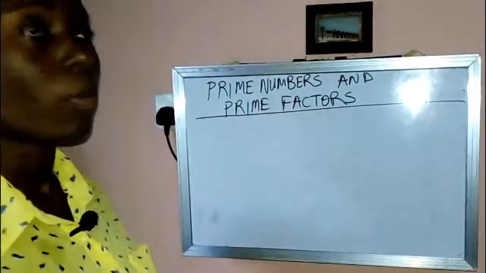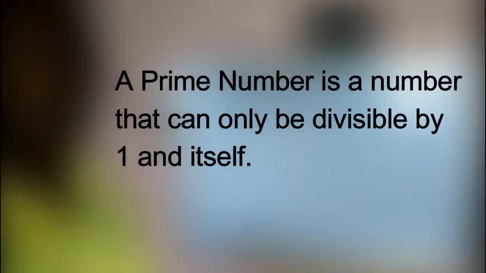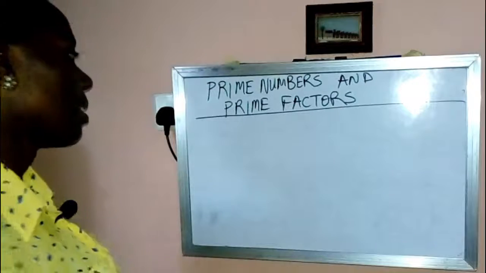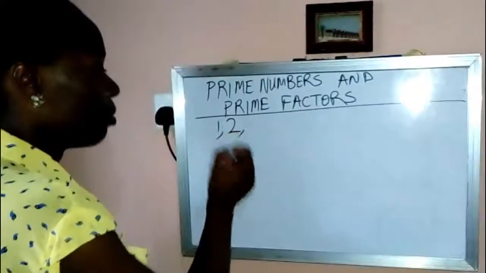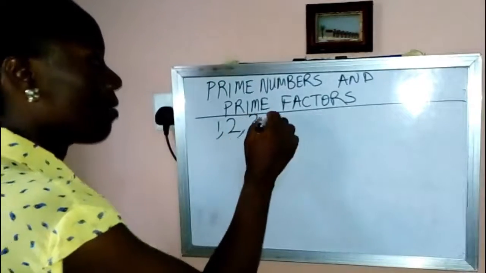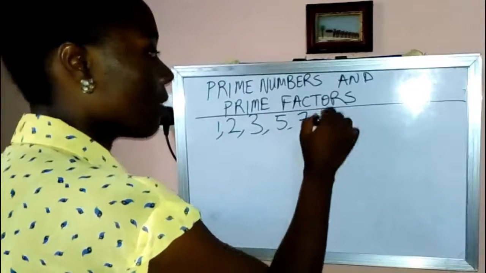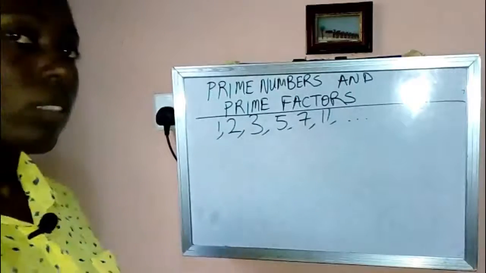Like I said, what is a prime number? A prime number is a number that can only be divisible by 1 and itself. No other number can go into such numbers except 1 and itself. So you can see, for example, we have 1, we have 2, 3, we have 5, 7, we have 11, and the list goes on and on.